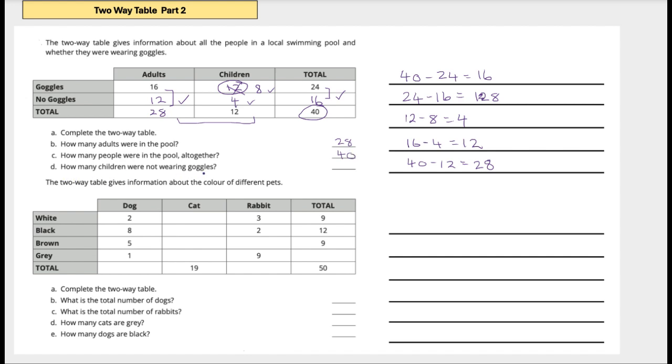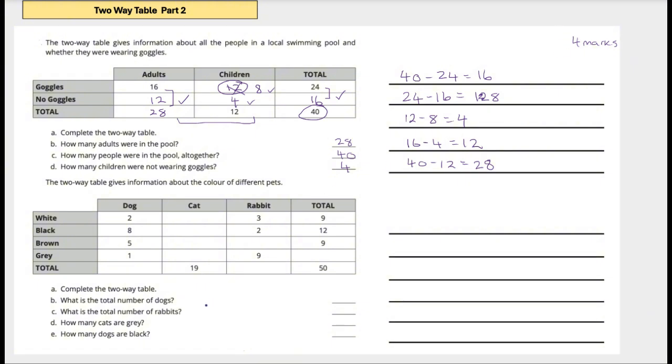How many children were not wearing goggles? Let's have a look. No goggles for children is 4. There we have it. There's your answer. And that should be about 4 marks, I think. Don't hold me to that one, I'm not sure, but I think it's 4 marks.